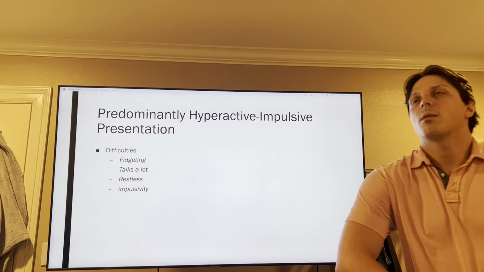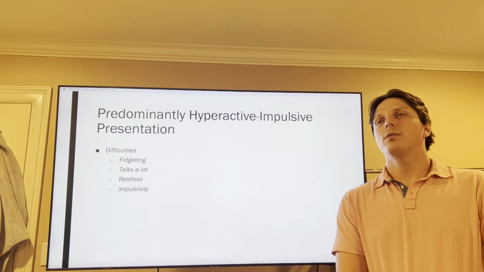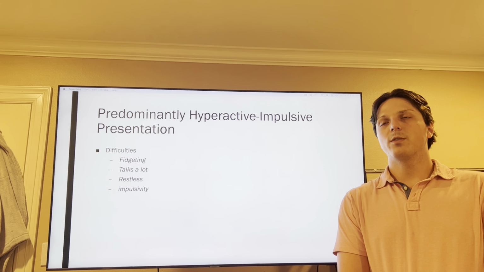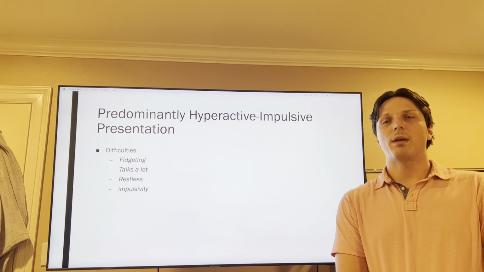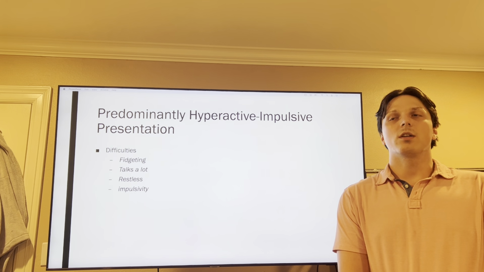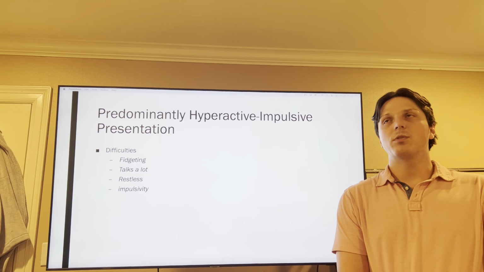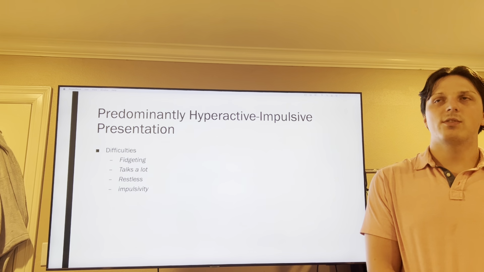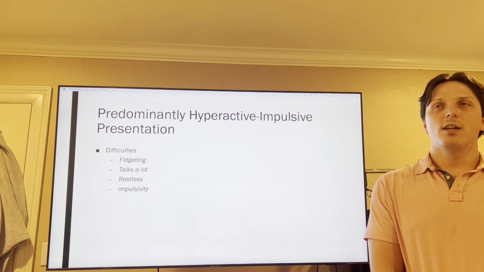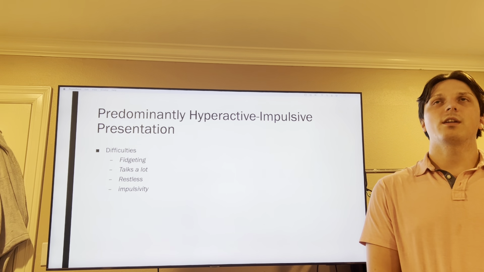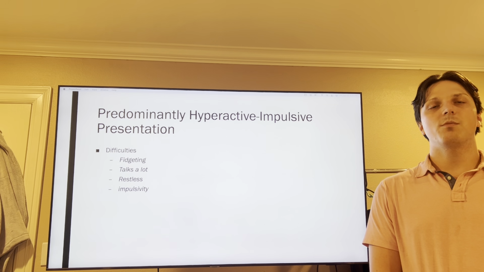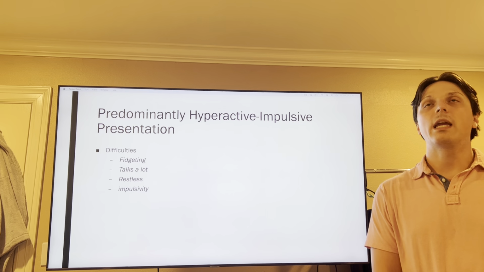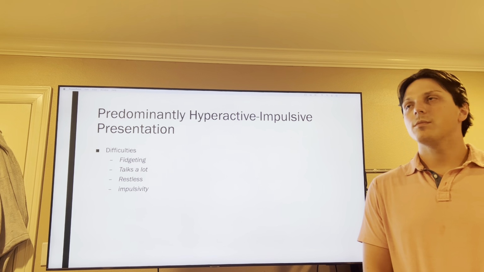So the second one will be predominantly hyperactive impulsive presentation. This is the typical stereotype of people who have ADHD, who are bouncing off the walls, fidgeting, talking a lot, very impatient, interrupt people's conversations. That's what everyone thinks ADHD is. And when I was diagnosed, actually, the inattentive presentation was described as ADD, but now ADD is lumped in with ADHD.